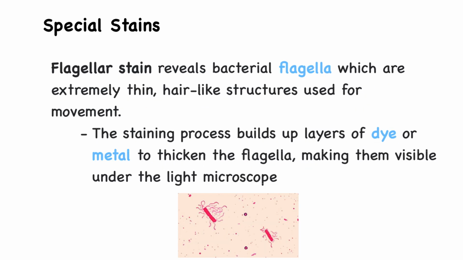There's also flagellar stain, which reveals bacterial flagella, which are extremely thin, hair-like structures that are used for movement. The staining process builds up layers of dye or metal to thicken the flagella, making them visible under the light microscope. The microscope doesn't just make tiny organisms bigger, it gives us access to an entire universe of structure, behavior, and identity that shapes every part of human health.